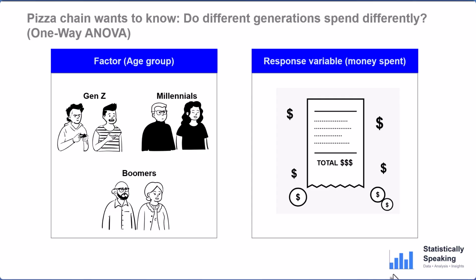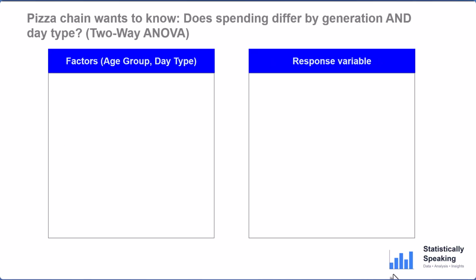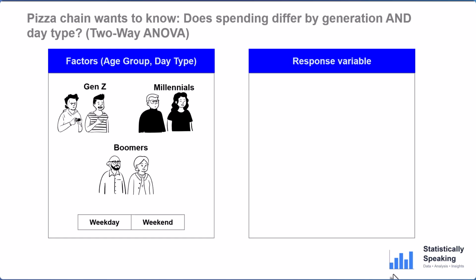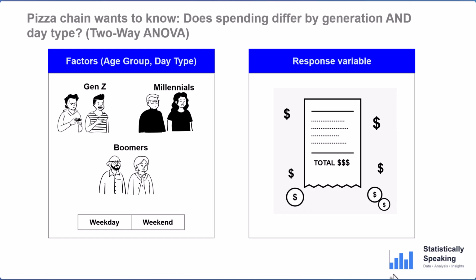What happens when we do a 2-way ANOVA? Here, in addition to age group, we also have day type as a factor. So basically there are 2 factors here, age group and day type. The response variable is still the same. It's the money spent per order, but now we are checking if there is a difference between, say, Gen Z spending money on weekdays versus weekends, millennials spending money on weekdays versus weekends, and boomers spending money on weekdays versus weekends, right?